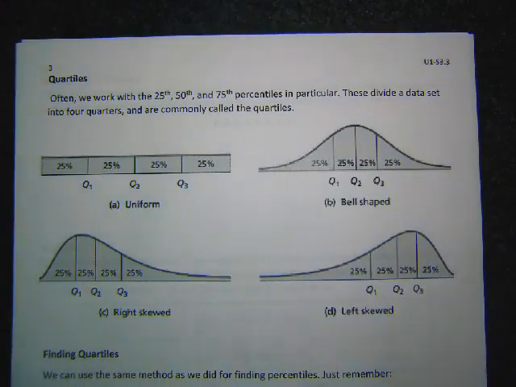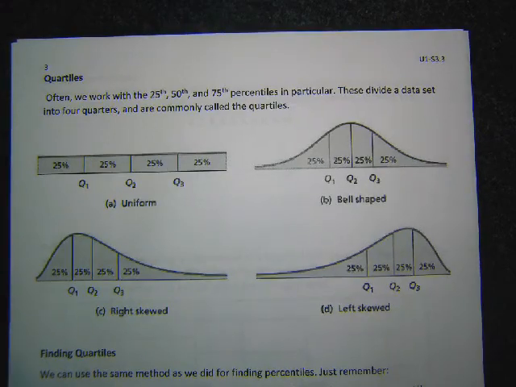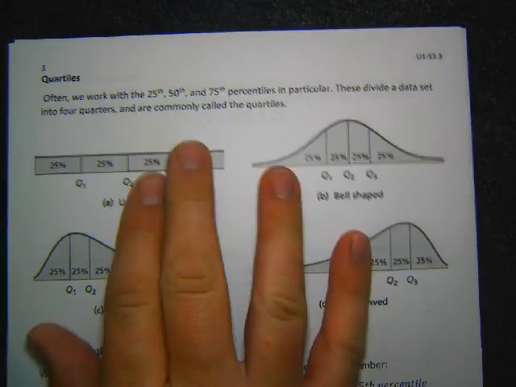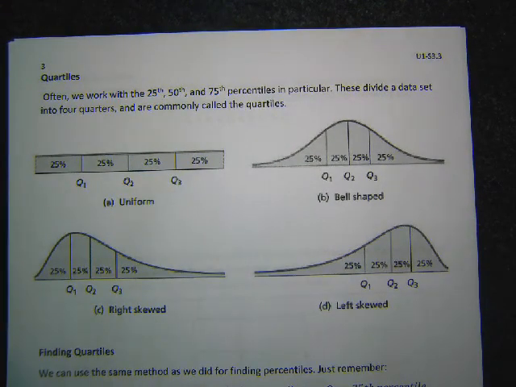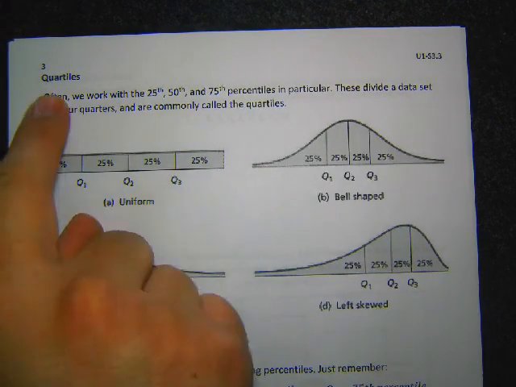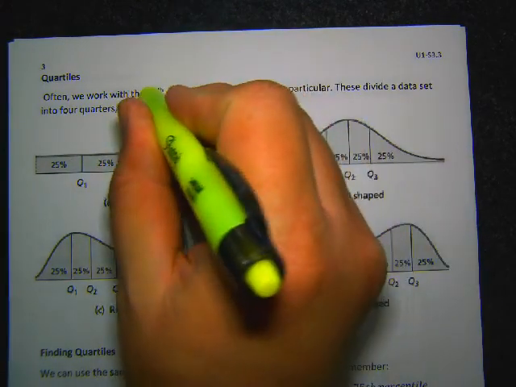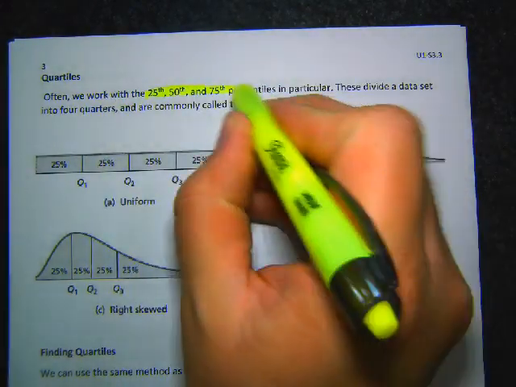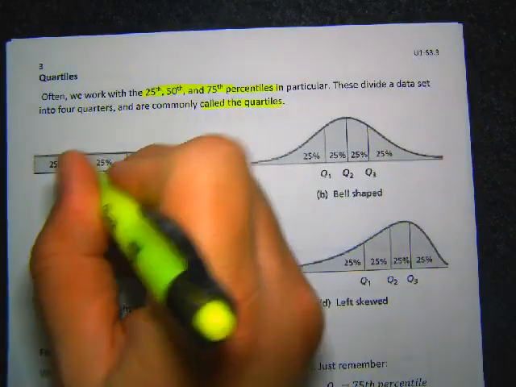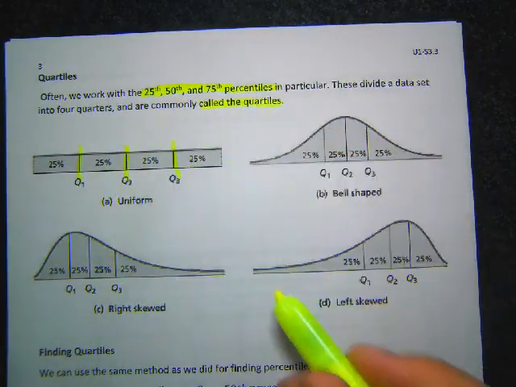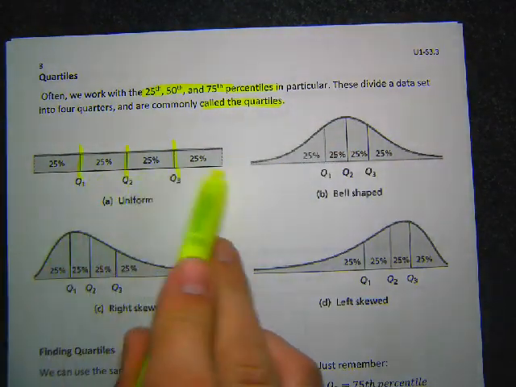Okay, now there are some percentiles we work with a lot, specifically the 25th, 50th, and 75th percentiles. We like to work with these because if you use those three values, you can chunk your data into 4 equal-sized pieces called quarters. So that's called the quartiles. The quartiles, the 25th, 50th, and 75th percentiles, cut up your data into 4 equal-sized pieces.